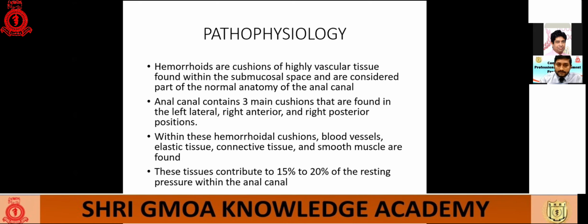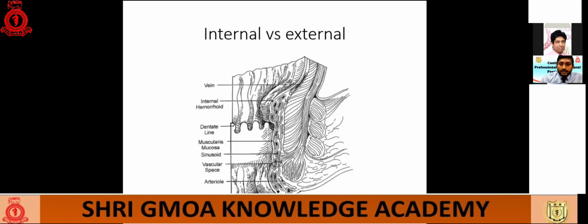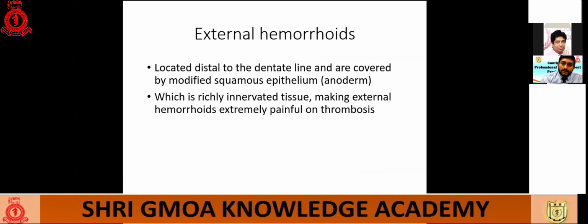due to various reasons, including chronic strain and stress, and become dilated vessels, which causes bleeding. Mainly they are located at the 3 o'clock, 11 o'clock, and 7 o'clock positions. The importance of anal cushions is that they contribute to 15 to 20% of resting anal pressure. So there are internal hemorrhoids and external hemorrhoids. You demarcate them along the dentate line. If it is beyond the dentate line, it's called external hemorrhoids, and if it is proximal to the dentate line, it's called internal hemorrhoids.